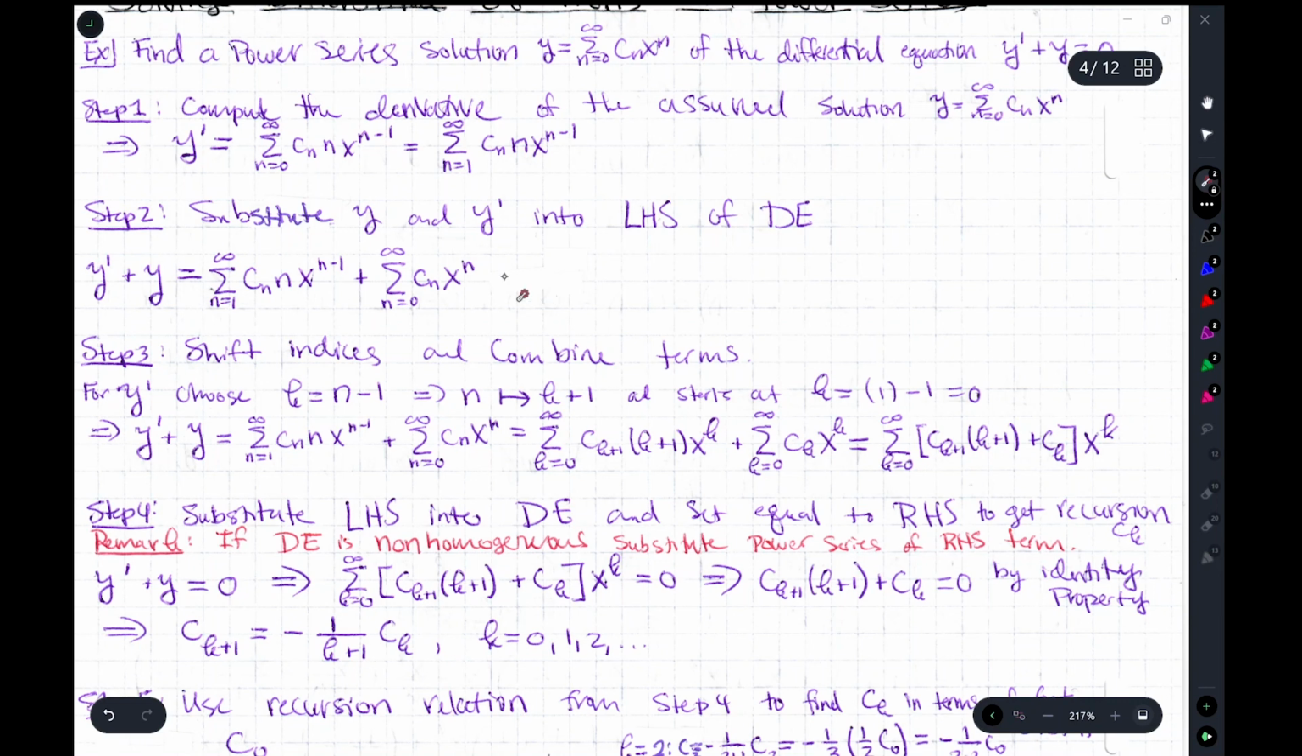For y, we're just going to substitute k instead of n. Just change the dummy variable, basically. That's all. Just so they have the same dummy variable, and they're starting at the same place, and they have the same power. So we could then factor out that sum, and we end up with this. So we've combined terms. Our left-hand side, in power series, looks like this.